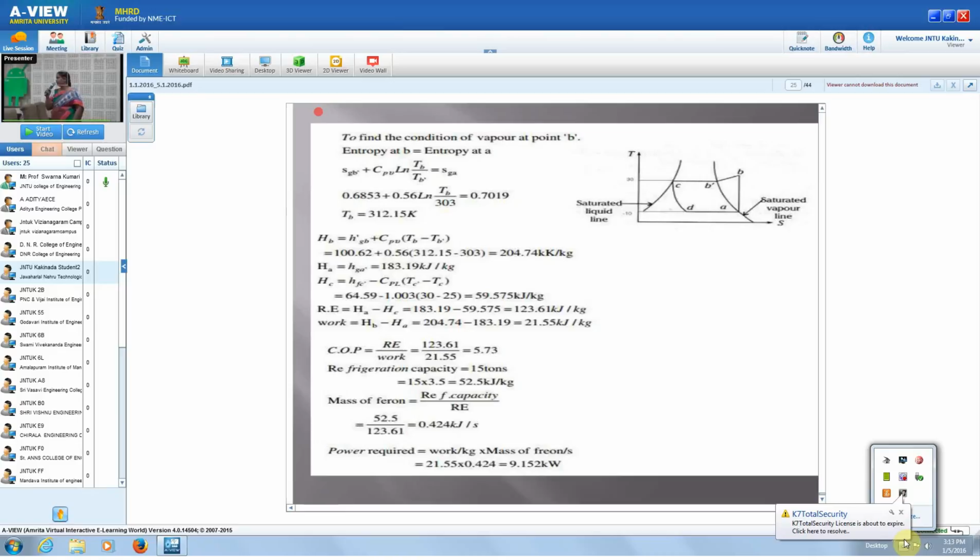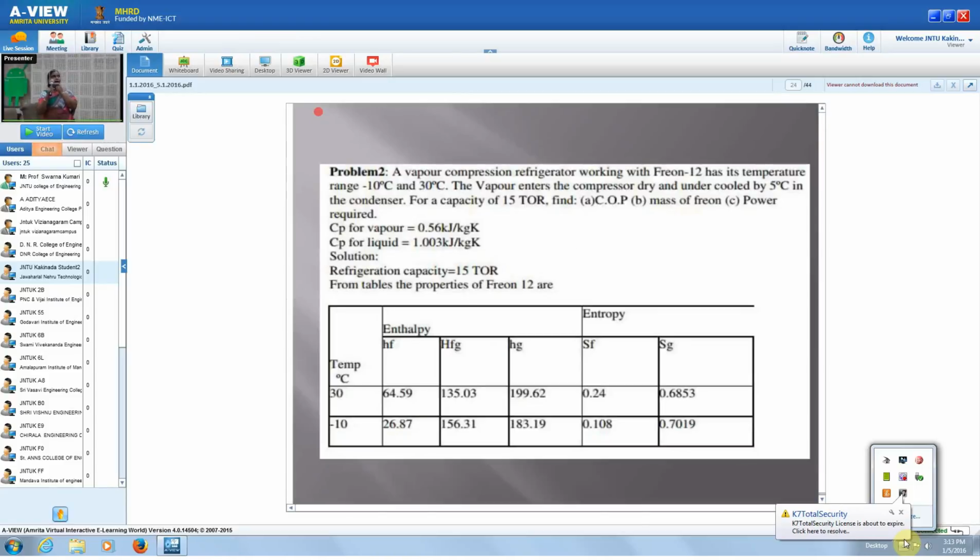So first thing is note down the enthalpy at A. That is at the evaporator temperature of minus 10 degrees centigrade. Note down the value of Hg, because that is dry and saturated. So H1, HA, is 183.19 kilojoules per kg.